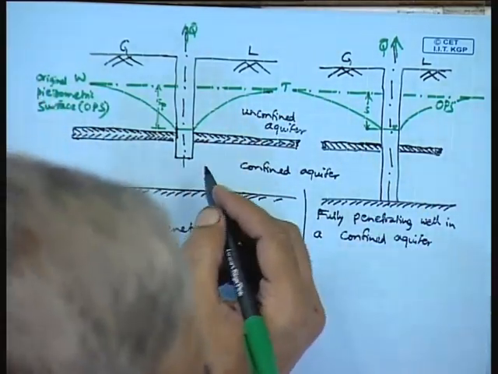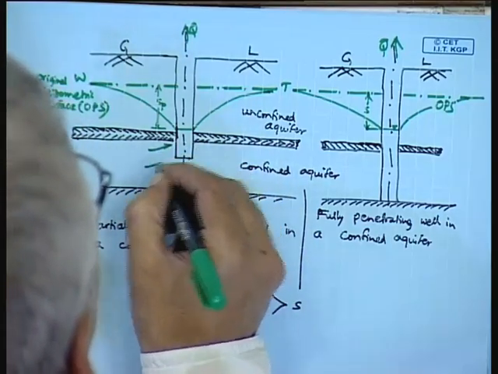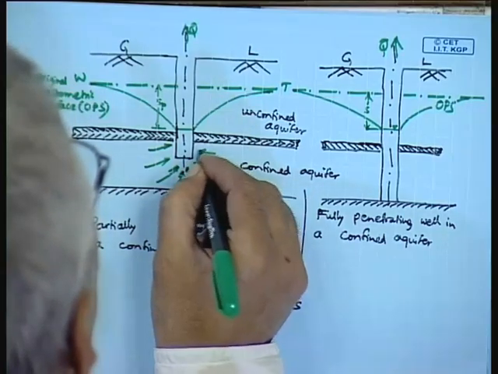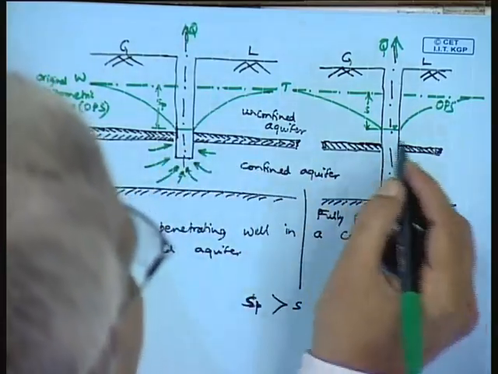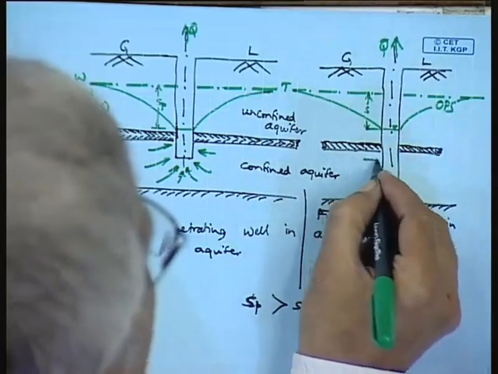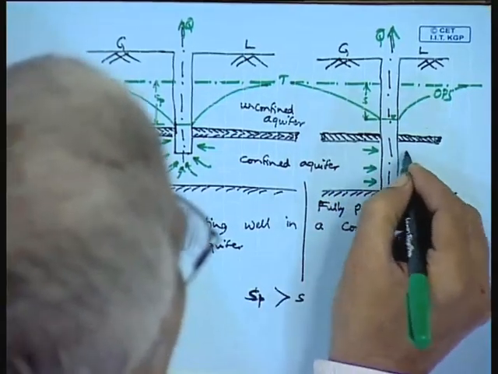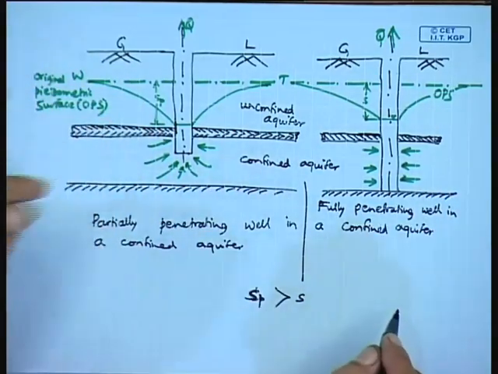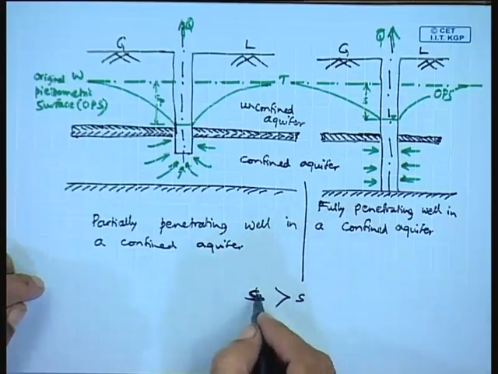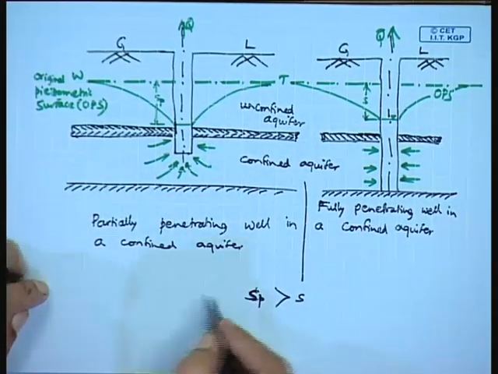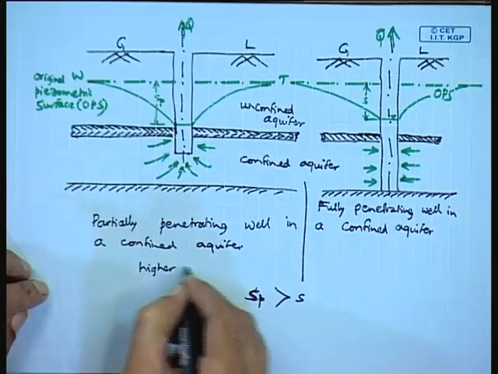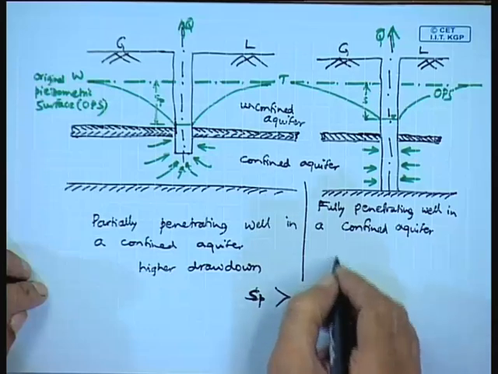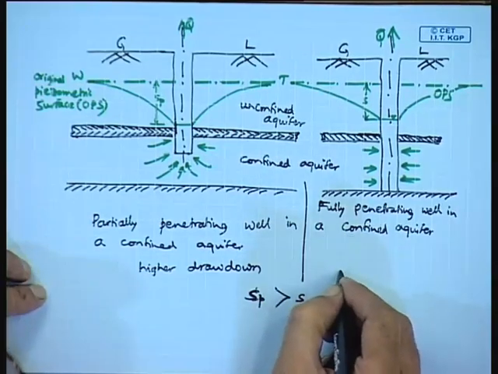So in the case of this one, the streamlines will be like this, whereas in the case of a fully penetrating well, the streamlines are almost horizontal and radially inwards, like this. So in the case of a partially penetrating well, the drawdown is higher as compared to a fully penetrating well, okay.